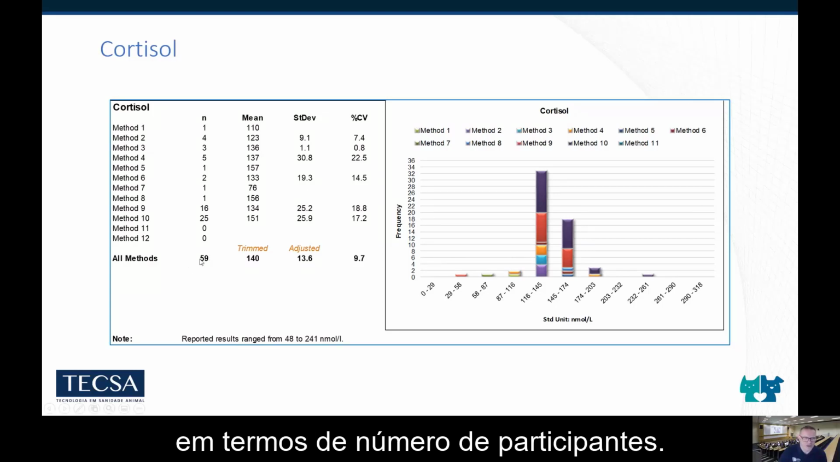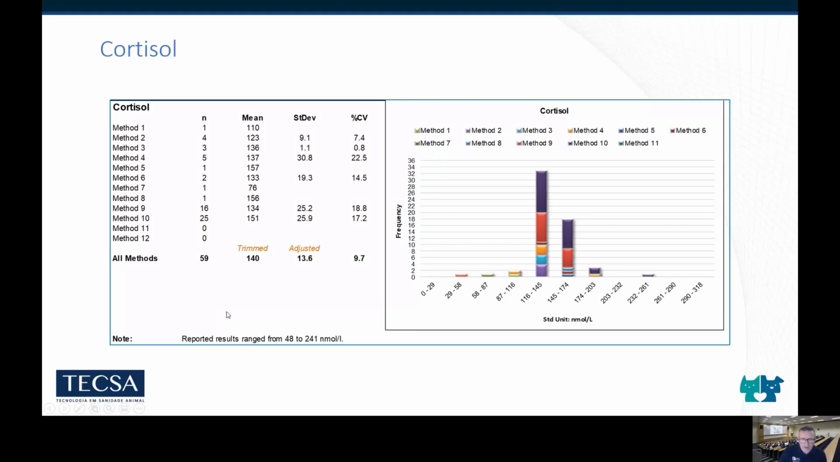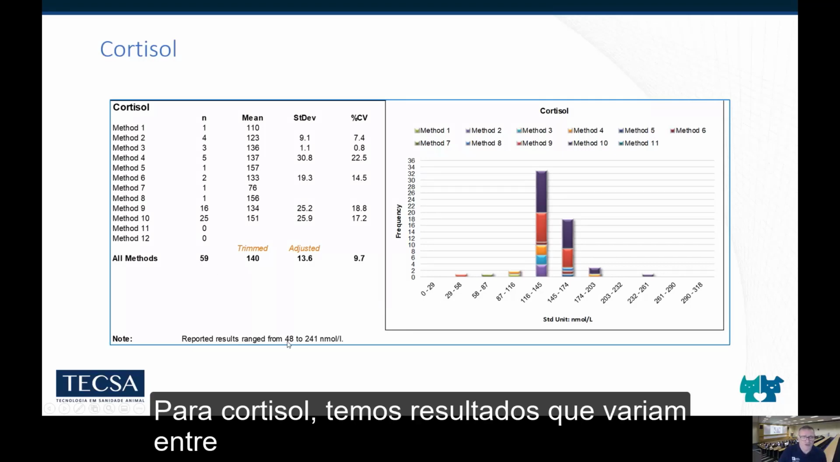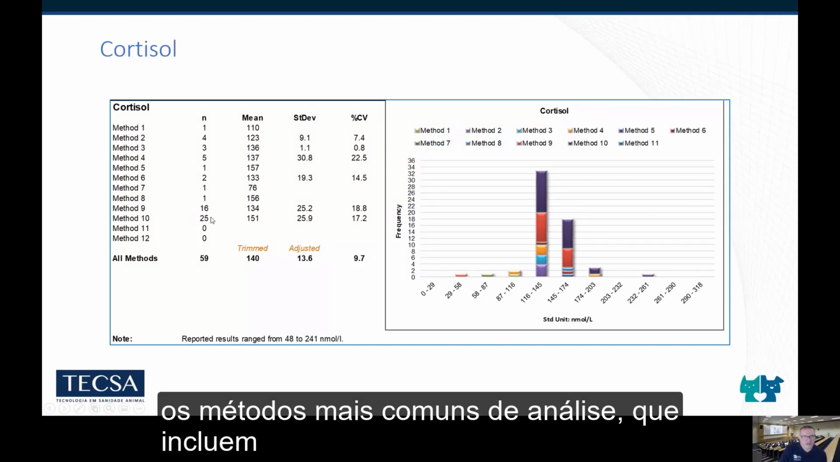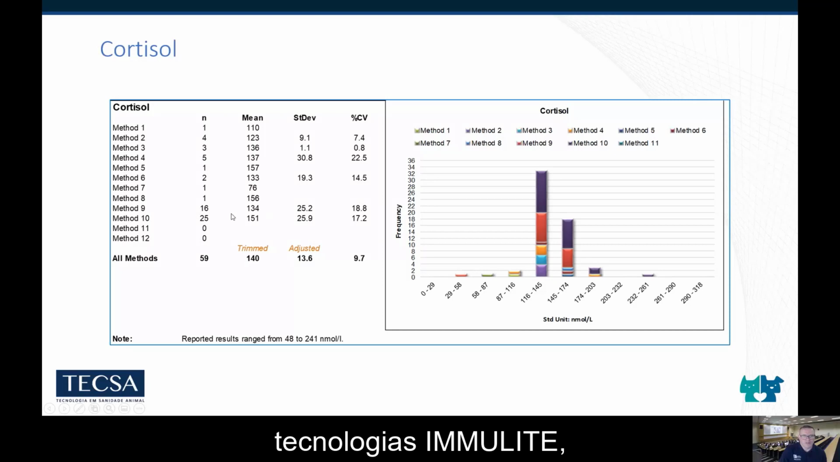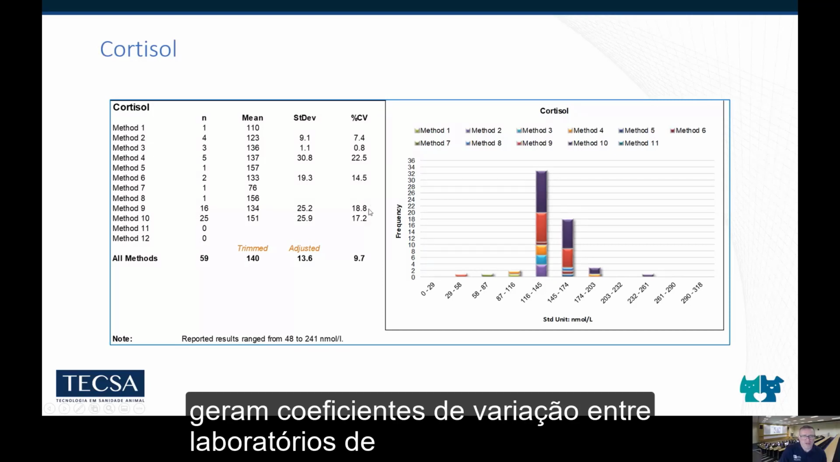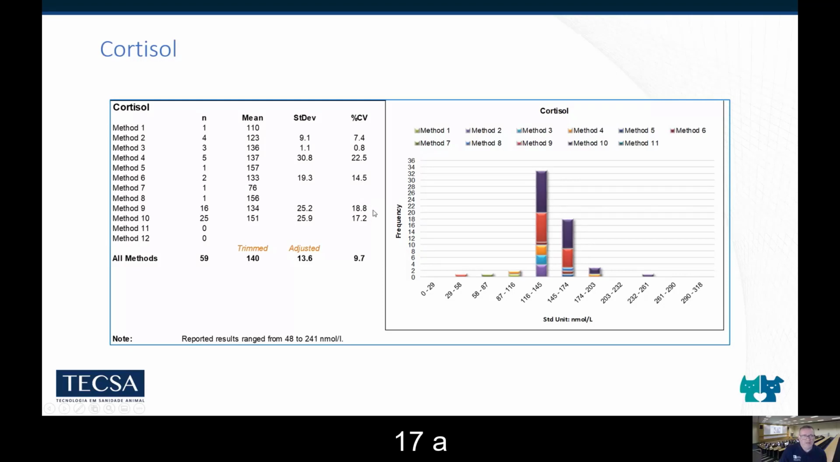This is a relatively old one in terms of the number of participants. But what we can see for cortisol is that we've got results ranging from something as low as 48 to 241. All the labs have received the same sample. What we can also see is that some of the most common ways of getting it measured, which would include those Immulite technologies, are generating coefficients of variation between labs of 17 to 18%. So even the same method run in different labs is creating a range of results.